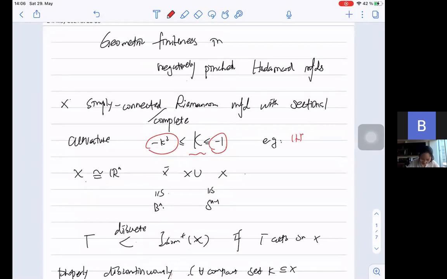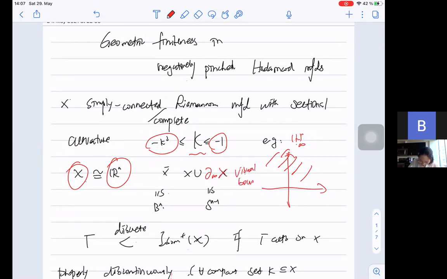Like the story for Hn, or H2 in the upper half space model, we can make X diffeomorphic to Rn, where n is the dimension of X. And like for H2, we can compactify the upper half space by the boundary, which is S1. It is the union of the point at infinity and the x-axis. So for the negative pinch Hadamard manifold X, we can also compactify it by some visual boundary, which I denote by the boundary infinity of X. This is called the visual boundary. It is always homeomorphic to Sn-1, where n is the dimension of X. After I take the union of X and the visual boundary, I denote it by X bar, and it's a compact set, homeomorphic to Bn.